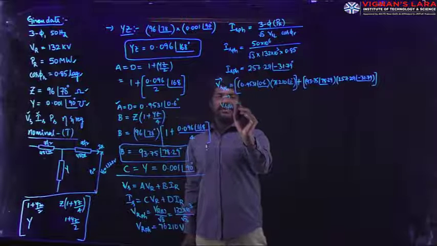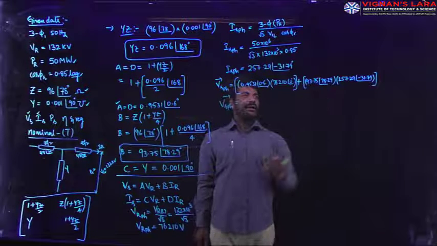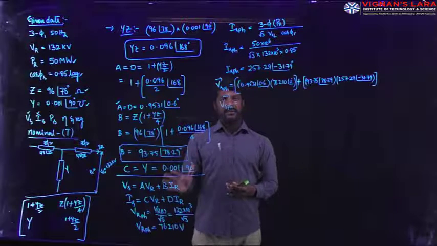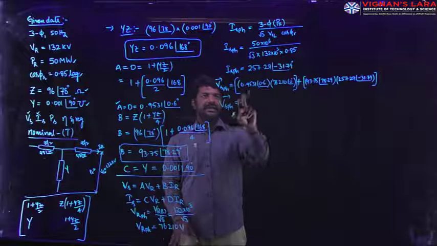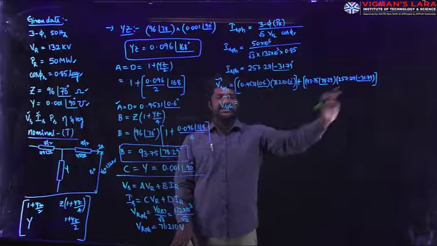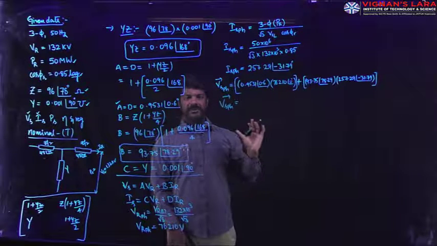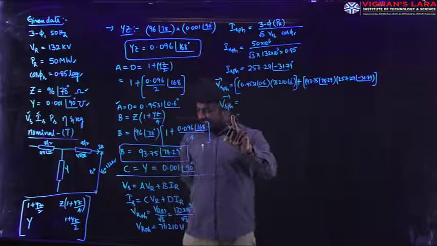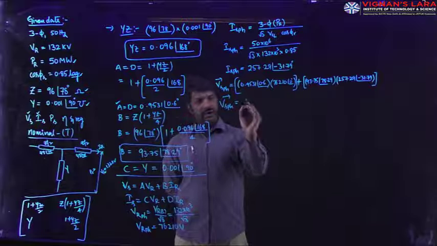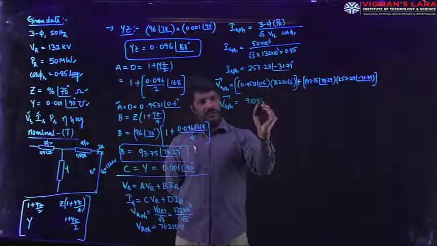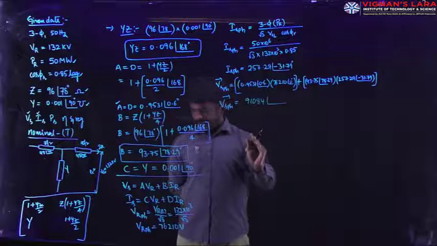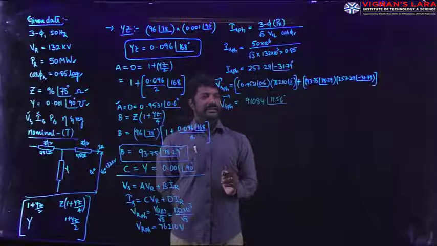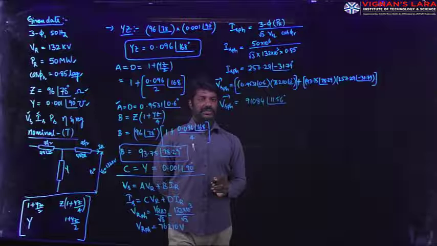I am giving you a hint. No need to calculate all this stepwise. You can take the calculator, put the mode of operation in complex mode, then directly feed all these values in a single step to minimize your time. So you will get the Vs per phase as 91,084 volts at an angle of 11.56. Verify in your calculator whether you are getting this value or not.